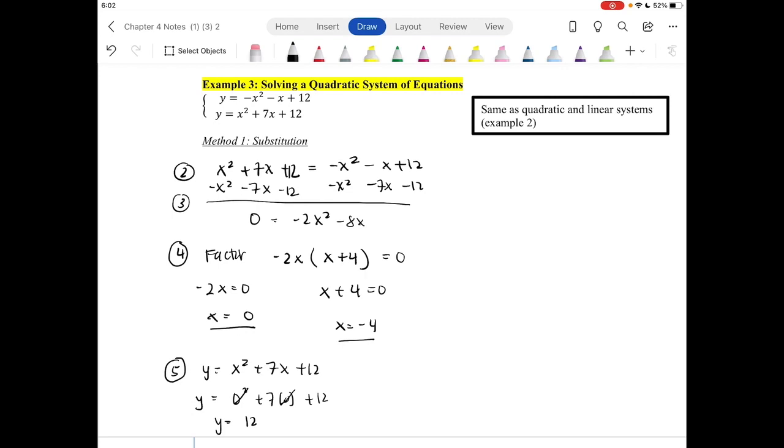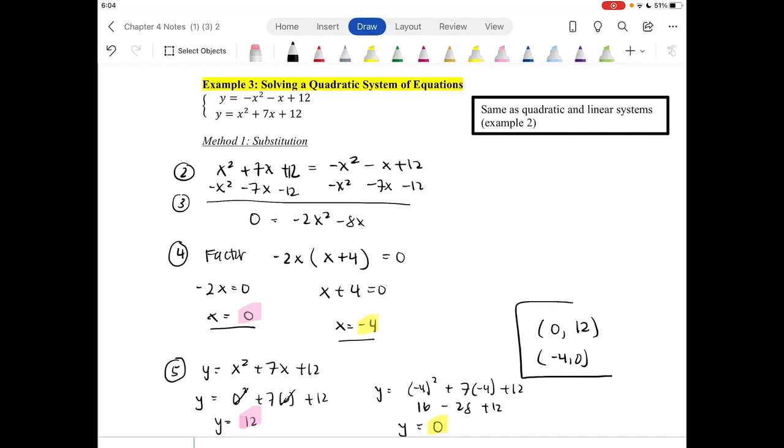If we use our second solution, then y is equal to negative 4 squared plus 7 times negative 4 plus 12. This leaves us with 16 minus 28 plus 12, and together that gives us a value of 0. So we can attach our x portion to the proper y and connect the other x value with the corresponding y value. This means our first solution is 0 and 12, and the second solution is negative 4 and 0. These are the 2 points where both graphs will cross each other.